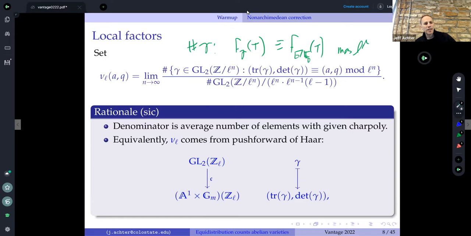And by the way, just a way to tie this back to Sato-Tate land, this measure is what you would get on the space of characteristic polynomials. There's the trace, which can be anything it wants to be, and there's the determinant, which could be anything it wants to be that isn't zero, that is invertible. You can push forward Haar measure here to characteristic polynomial space. And so this measure is the push forward of natural Haar measure from here to here.